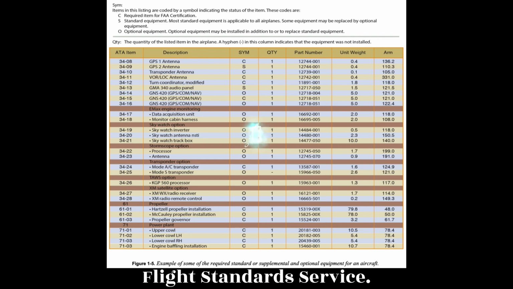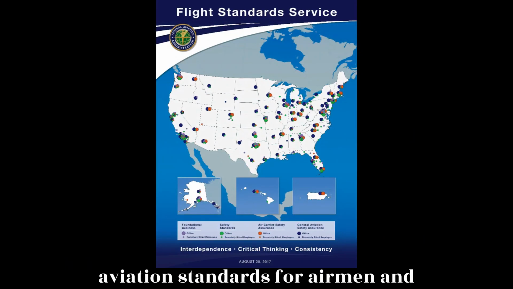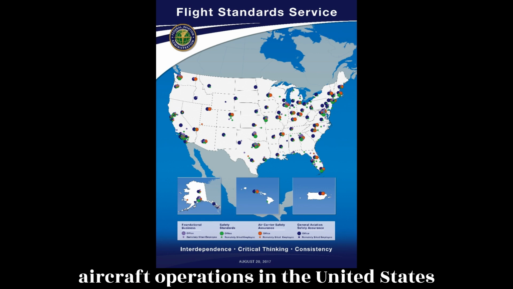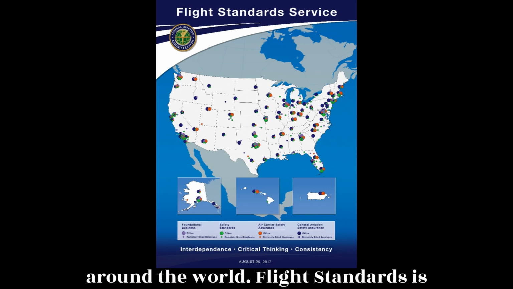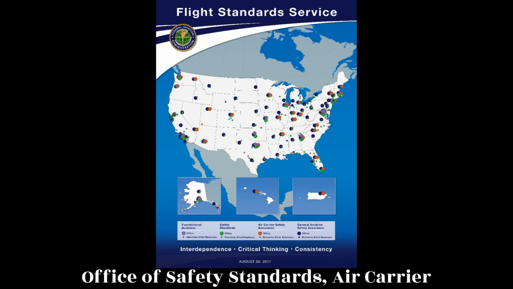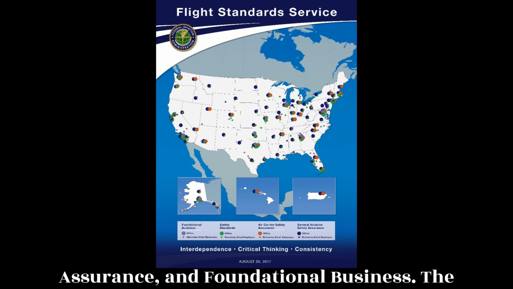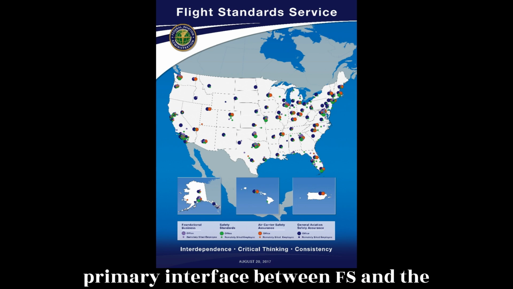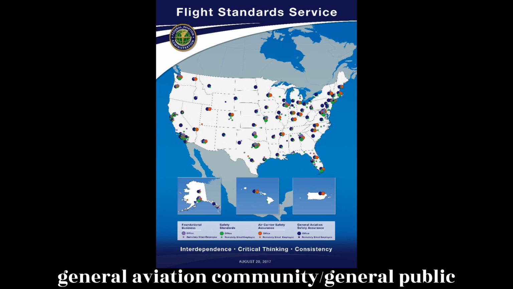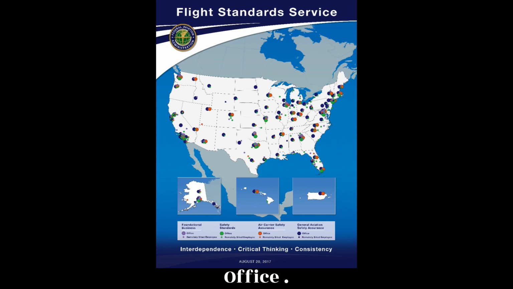Flight Standards Service. The FAA's Flight Standards Service, FS, sets aviation standards for airmen and aircraft operations in the United States and for American airmen and aircraft around the world. Flight Standards is organized into 4 functional offices: Office of Safety Standards, Air Carrier Safety Assurance, General Aviation Safety Assurance, and Foundational Business. The primary interface between FS and the general aviation community/general public is the Local Flight Standards District Office, FSDO.